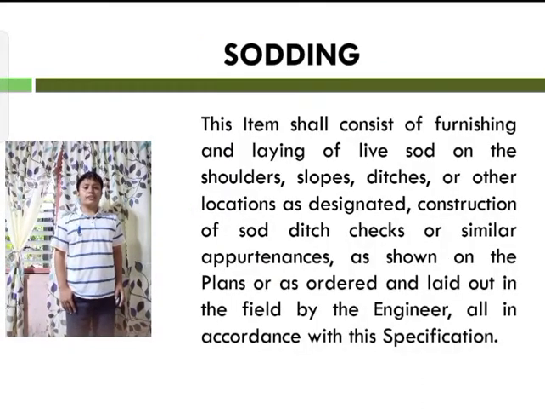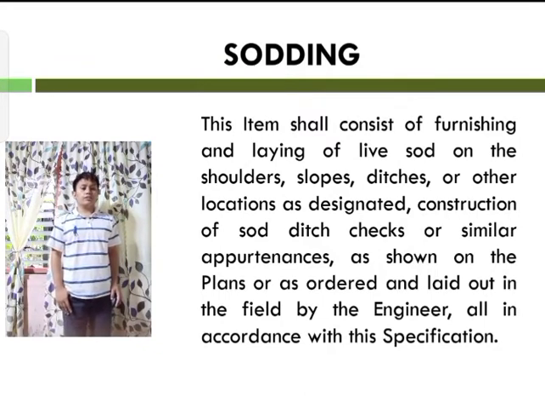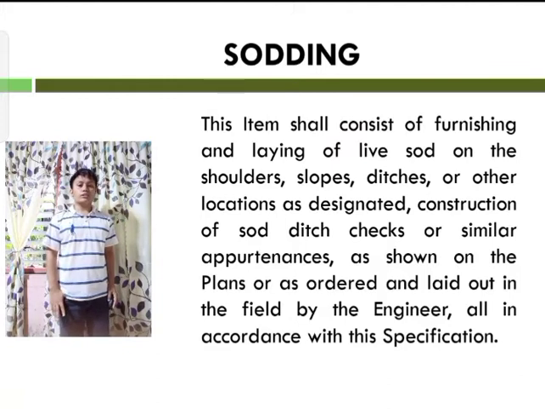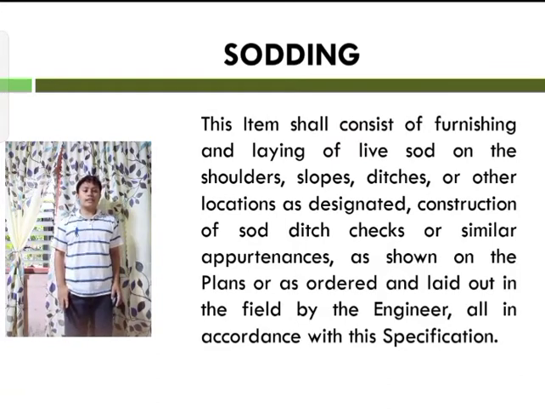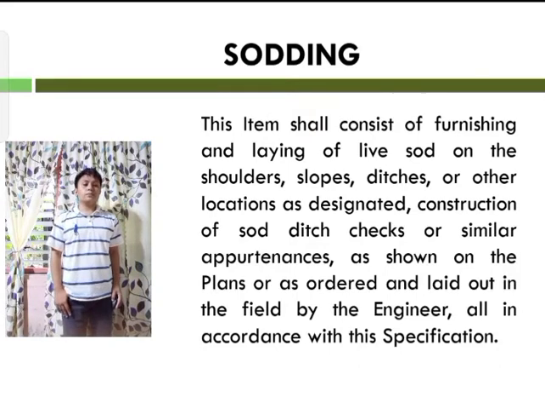So for sodding, this item shall consist of furnishing and laying of live sod on the shoulders, slopes, ditches, or other locations as designated, construction of sods, ditches, checks, or similar appurtenances as shown on the plans or as ordered and laid out in the field by the engineer, all in accordance with this specification.